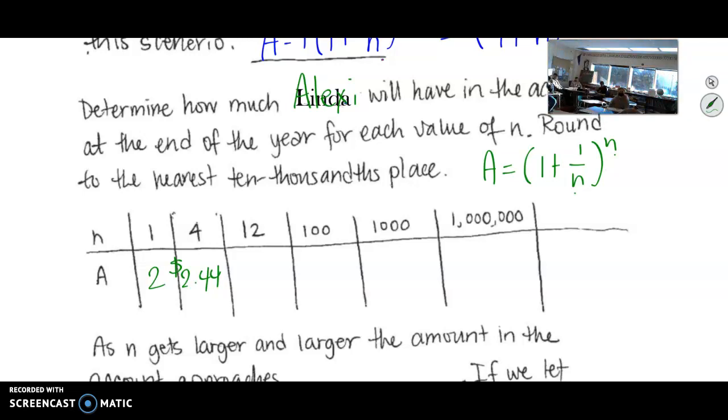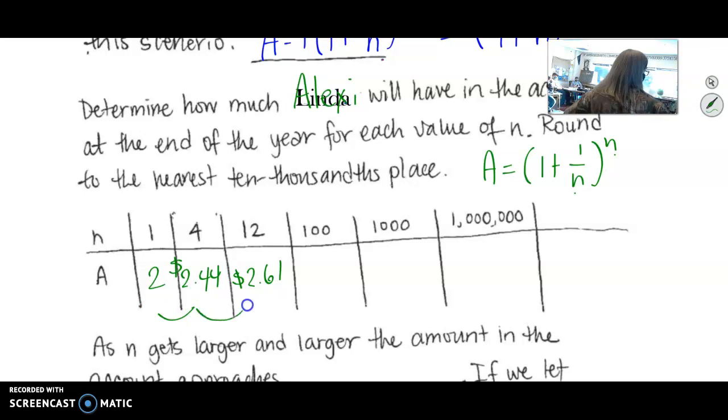What is it if it's compounded monthly, 12 times a year? Yeah, Ethan? 2.61. So it went up by how much? Like 16, 17 cents? Okay, so it went from here to here, it went up 44 cents, but then it only went up by 17 cents. It's still going up, but going up slower and slower.